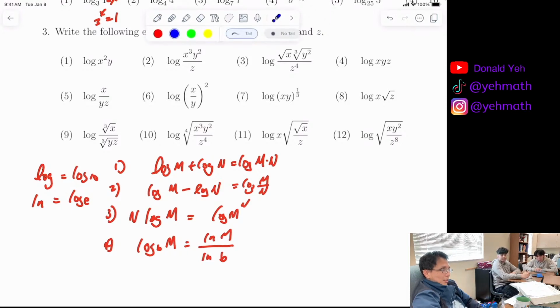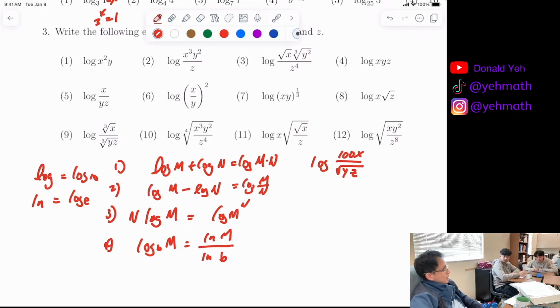I will say the most important rule is this one. We're using it all the time, because this is the only time you can bring the power down. You can bring the power from the exponent down. So I'm going to show you how to expand the questions. Let's do this: log of 100x over the square root of yz. And I say I want to expand this.